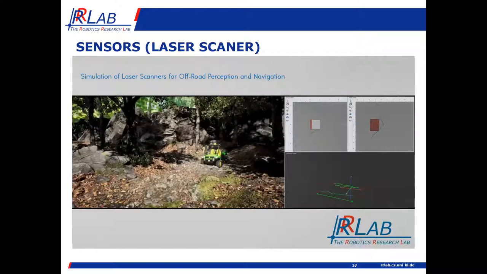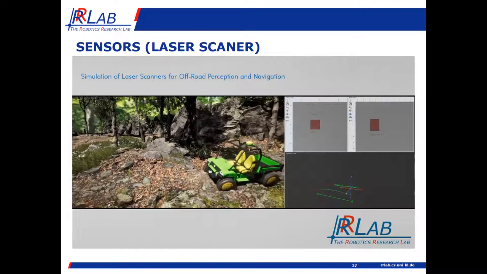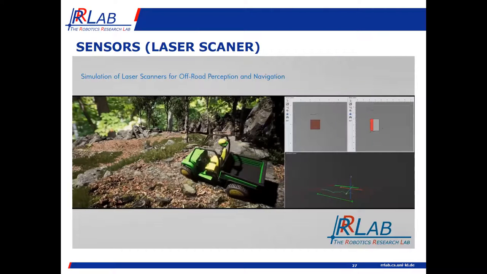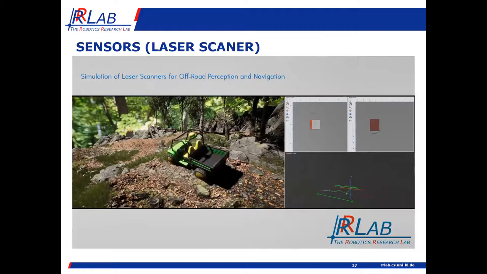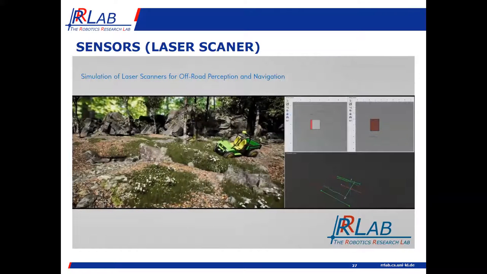This was an example of a 2D laser scanner. This vehicle has a front laser scanner for the safety virtual bumpers. You see here are the safety virtual bumpers. You can see the scanner readings, and these are our safety bumpers if something is coming in the front. So the virtual bumpers detect this and then stop the vehicle.